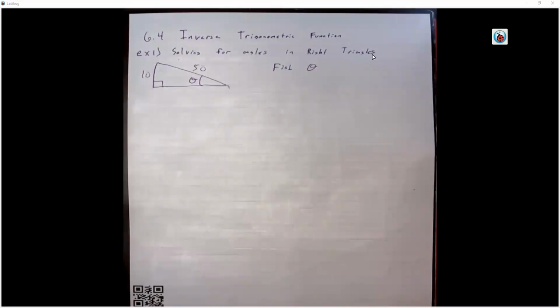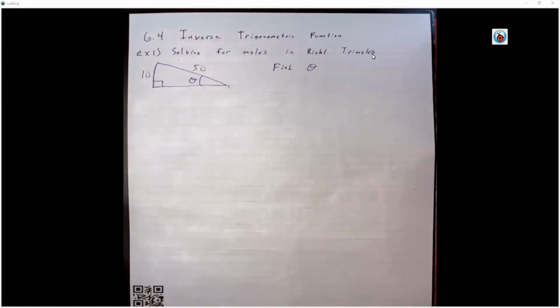All right, so 6.4 will be just, again, right triangles, and then we'll move on to any triangle. So we'll review again stuff we've already done before. It shouldn't be too crazy, but we'll add to the stuff we've already done.